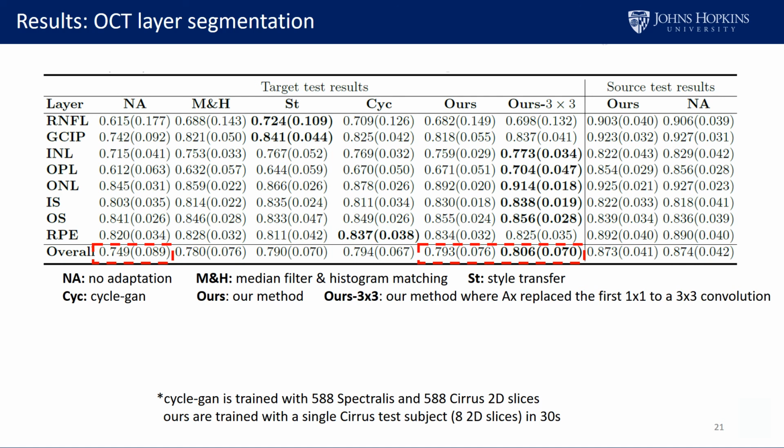This is the layer segmentation Dice scores on the target Cirrus scanner. Our method improved the overall Dice score from 0.749 without adaptation, the NA column, to around 0.8. We also compared to the CycleGAN method, the CYC column. The CycleGAN is trained with both Spectralis and additional Cirrus data, while our method is only using a single Cirrus test subject and takes about 30 seconds. We also show results on test data from the source domain. Without adaptation should have higher accuracy since the test data is from the source domain. If we apply our adaptation method to the source test data, the results are comparable with no adaptation.